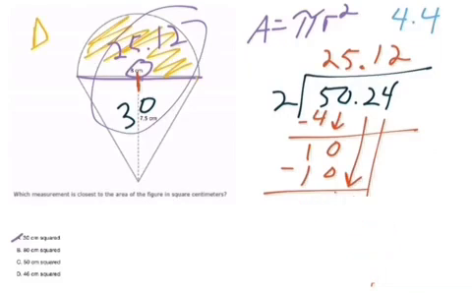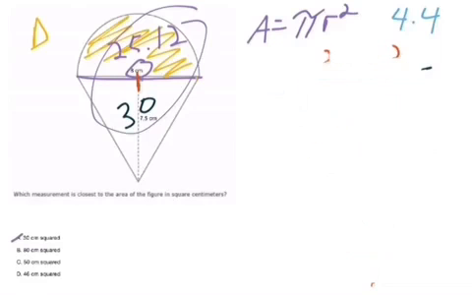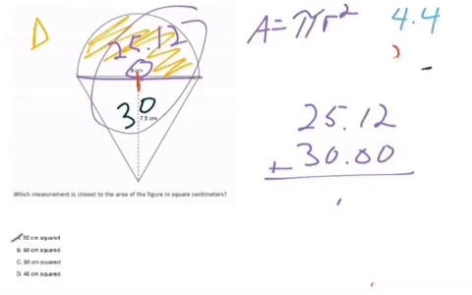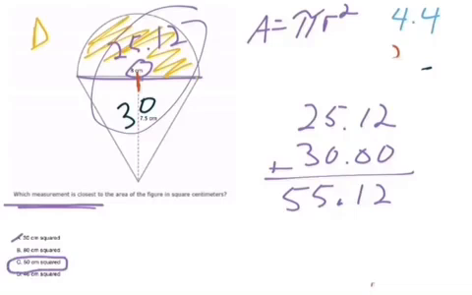So 25.12 plus 30, and that's really 30.00. Make sure to line up decimals here. Decimal comes down, I would get 55.12. Now if we read this, which measurement is closest? Because I don't see this answer here. I don't see 55.12. But the closest is just 50 centimeters right there, just about 5 away from the exact answer.